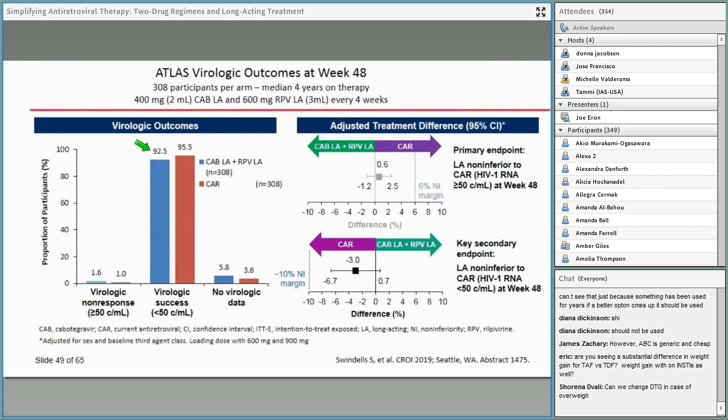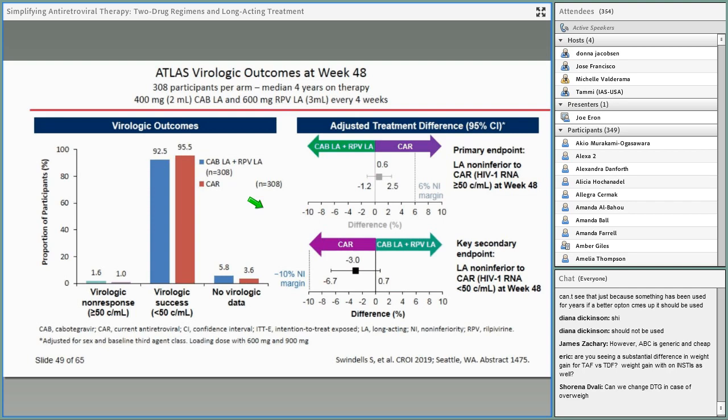Blue is the injectable, red is continued oral therapy, and what you can see is these were quite comparable, basically 93 versus 96% suppressed. Very few virologic non-response events, a few more in the CAB rilpivirine long-acting, but clearly non-inferior based on the primary outcome, which was proportion with virologic non-response. That's the primary outcome. The secondary outcome was proportion suppressed, and you can see again well within the 10% non-inferior bounds. This is actually the 4%, well I guess 6%, but falls in a very tight non-inferiority bound.